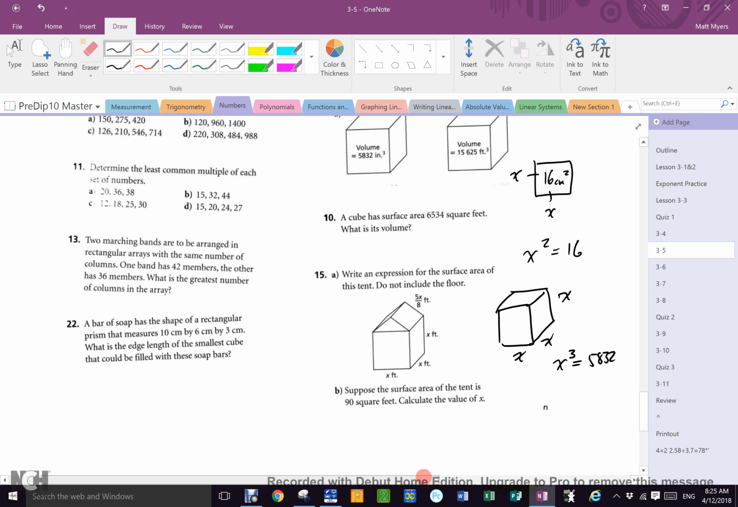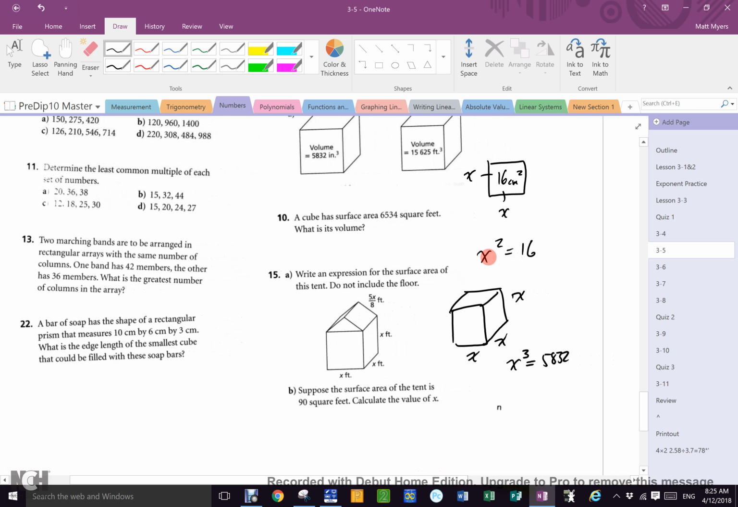Well, when it was x squared, we used the square root, right? Well, what do you think we got to use here? Cube root. If you don't have an actual button on your calculator, then you got to learn how to use your calculator. If you didn't know how, all you would do is write cube root of 5832, and I'd be perfectly happy because then you know what you're doing.